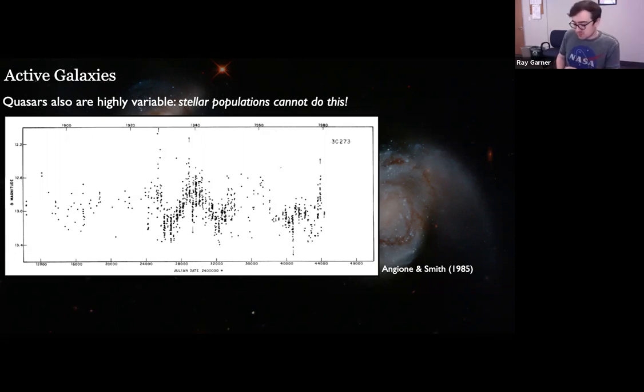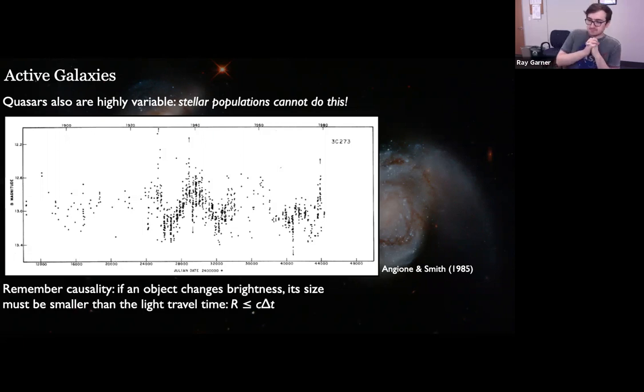And we've got to remember a little bit of our relativity. We've got to remember causality. If an object changes brightness, its size must be smaller than its light travel time. So to understand how variations in luminosity give us clues about an object's size, let's imagine that you are a master of the universe and you want to signal to one of your fellow masters 1 billion light years away.